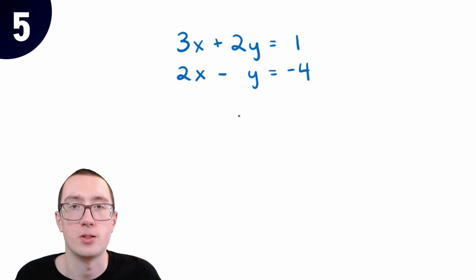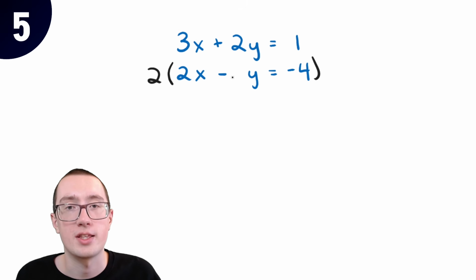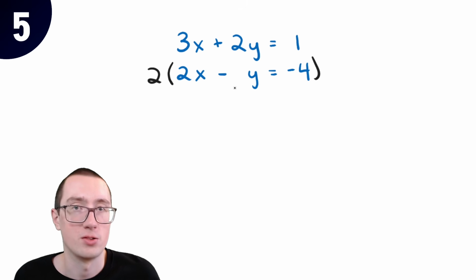Well, I can't just make it a 2. That's not really allowed in algebra. But I can use the rule of algebra that says I can do whatever I want to both sides of an equation, as long as I do it to both sides. So in this equation here, I'm going to multiply the entire thing by 2. By doing that, I'm going to make this number 2, but I'm still obeying the laws of algebra.